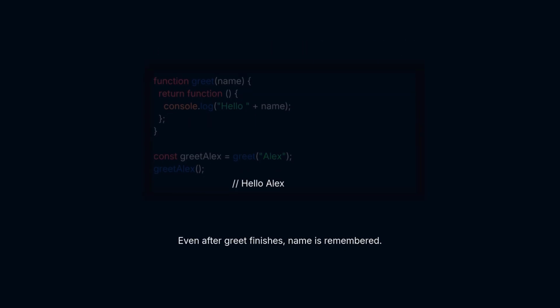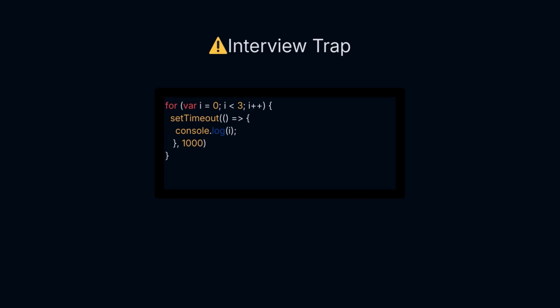Now let's see a very common mistake that is made during interviews or even during programming. We have a for loop here where we have i declared with var initialized to 0, i is less than 3 and i++. Now inside this for loop, we have a setTimeout function which prints the i every 1 second. So what do you think will be the output when this for loop runs? The output will be 3, 3, and 3 because var creates one shared variable.